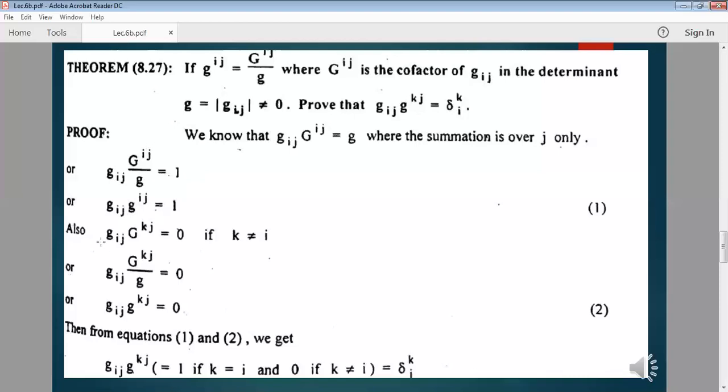Also g_ij times capital G_kj is equal to 0, as in the previous example we have done.